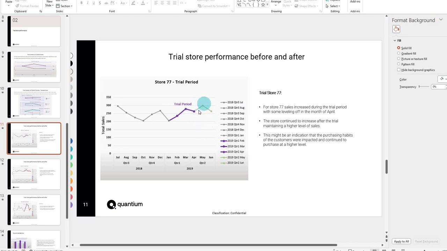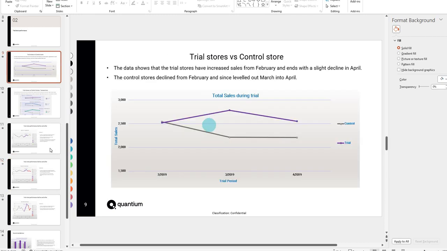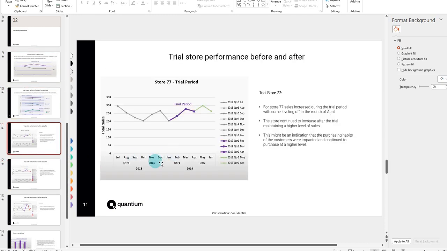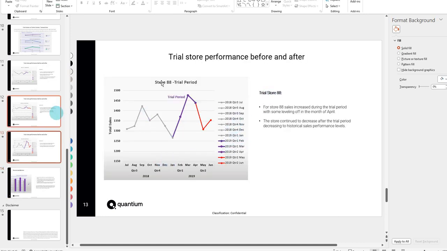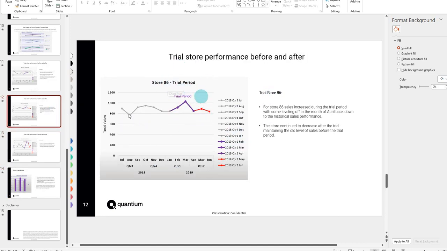So this is actually interesting. This would give me the idea that the purchasing habits of the customers were impacted, and their purchasing habits changed, and they're purchasing at higher volumes now. Maybe they discovered more chips that they like or whatnot.